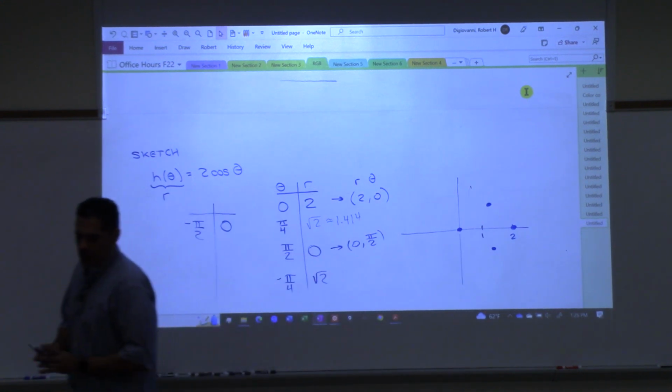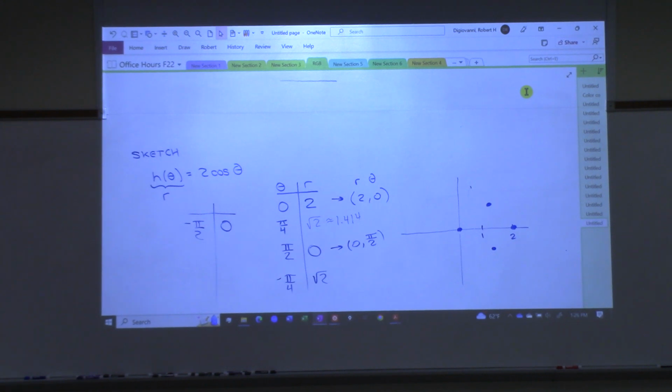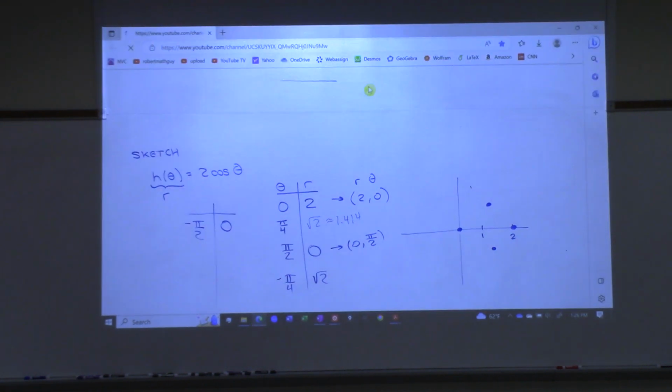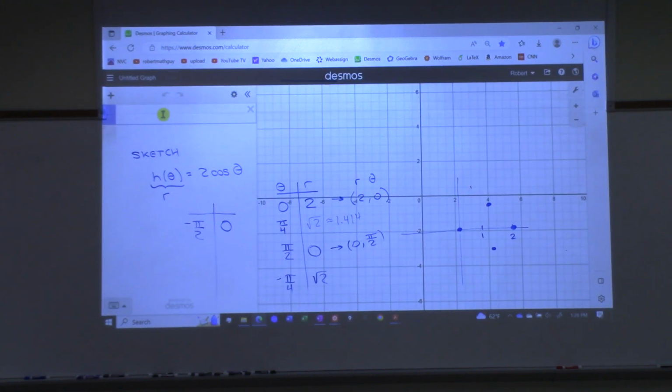So Desmos will do this for you. Anyone know how to type in a polar equation onto Desmos? I don't think you need to change the settings. I haven't done this in a while. So I believe all you do is just type in r equals cosine theta. There you go. Desmos knows we're talking about polar because I'm using r and theta instead of x and y. It assumes that's what I want. So what did it just draw?